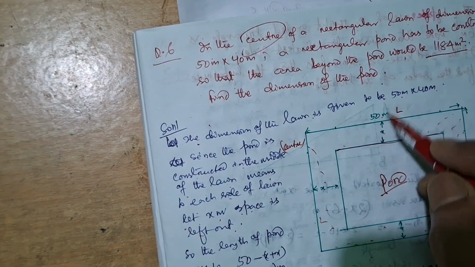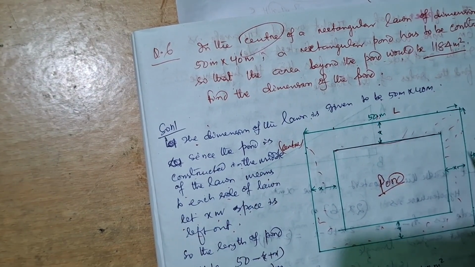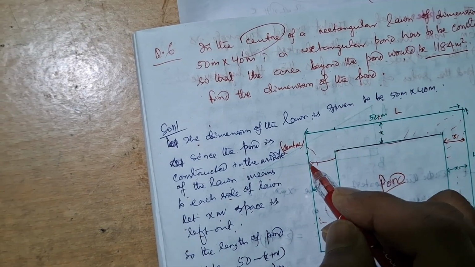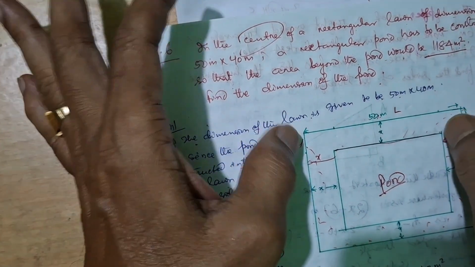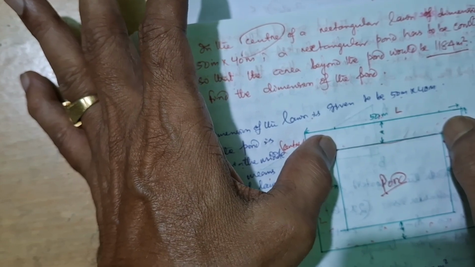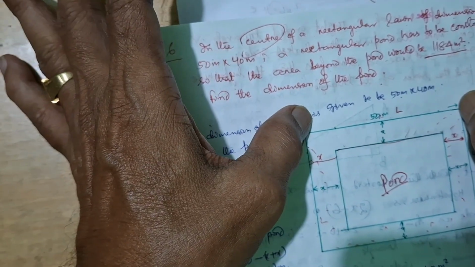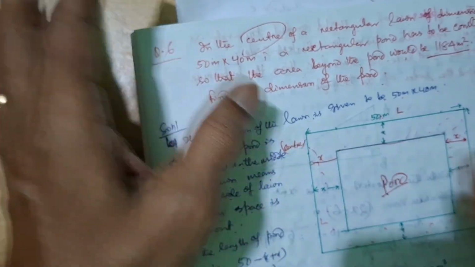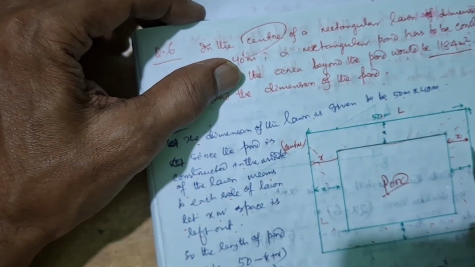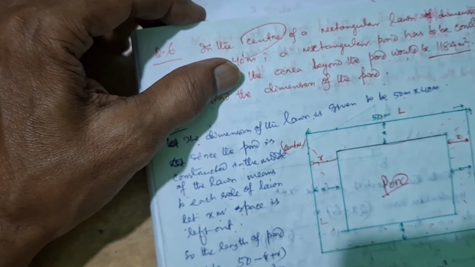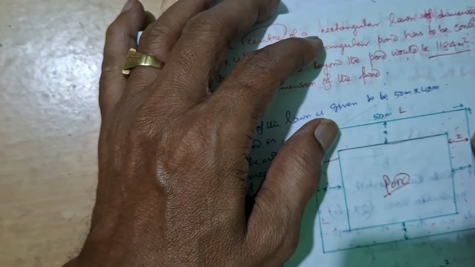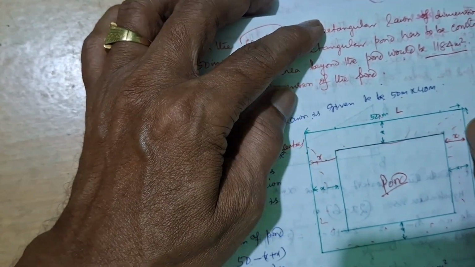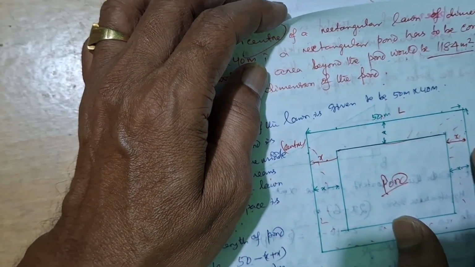So if you leave out x meter on this side, it is also x on this side. So overall what will be this length? If the total was 50, you deduct x on this side and x on this side. That means 50 minus x minus x, 50 minus 2x meter. Originally it is reduced from 50 by 2x because x meter has been left out on each side.